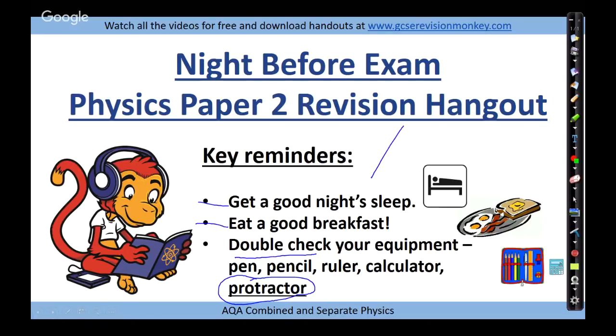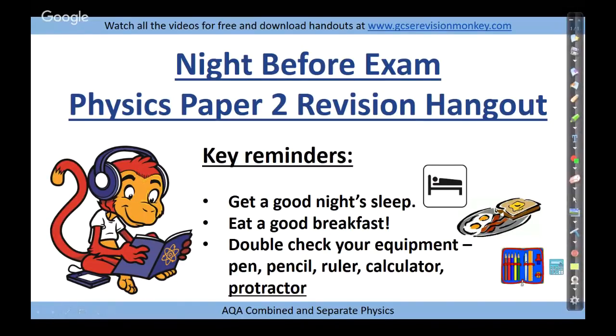Obviously, a couple of people have asked, what do we need protractors for? They're for measuring angles. Okay, so there's a couple of possibilities of when you might need to use a protractor, possibly for measuring angles, and it may also be for maybe when we do refraction, measuring your angle from the normal. Okay, so bring in your protractors tomorrow. We're almost certain that you're going to need it.